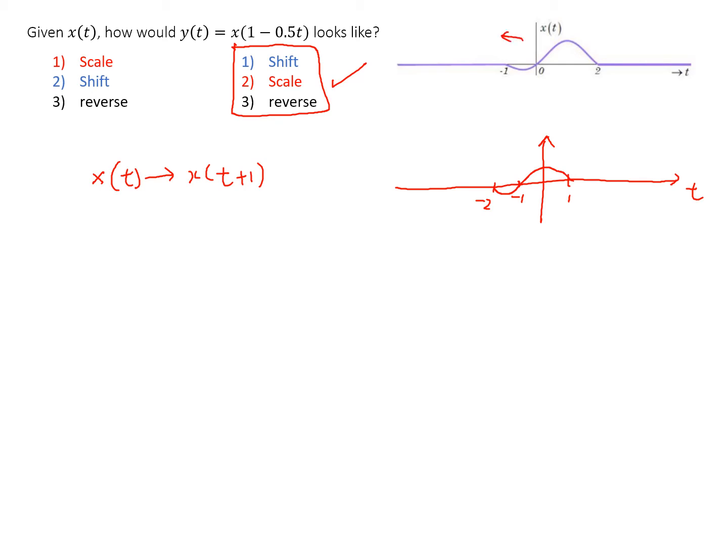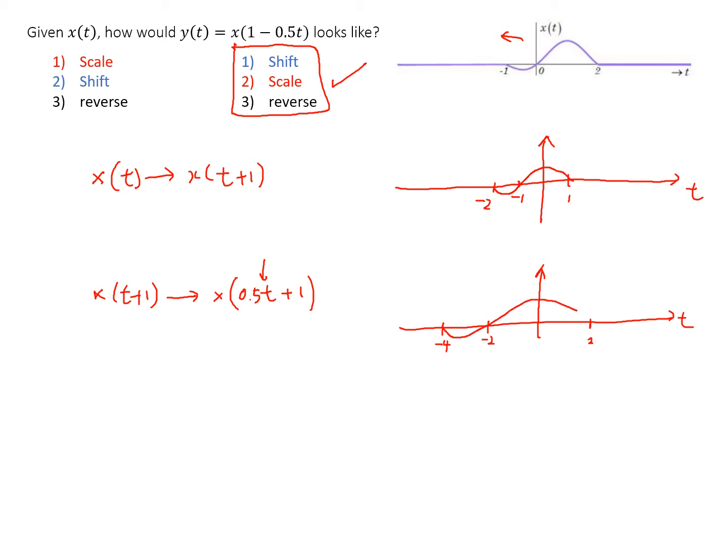The second step is the time scaling. For the time scaling, you only scale the time. You do not scale the shifting. So only the t will change to 0.5t. When t is scaled by 0.5, you are actually expanding it. So instead of 1, it becomes 2. Instead of -1, it becomes -2. Then -2 becomes -4. So this is the graph after you do the time scaling.